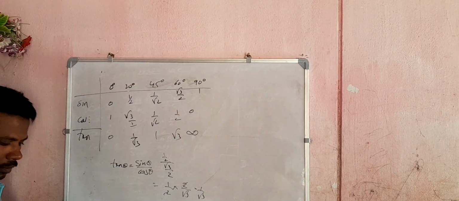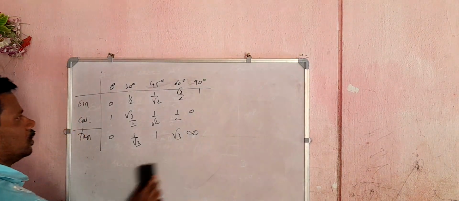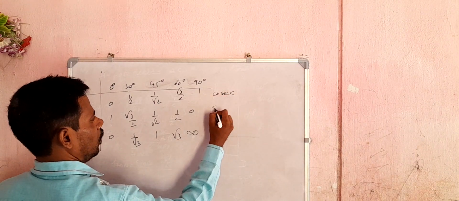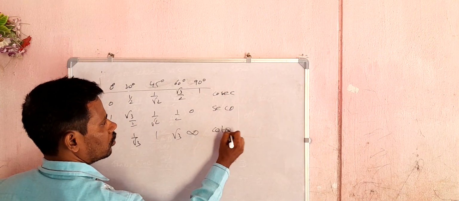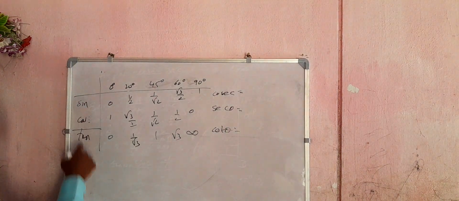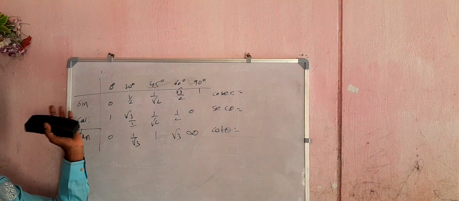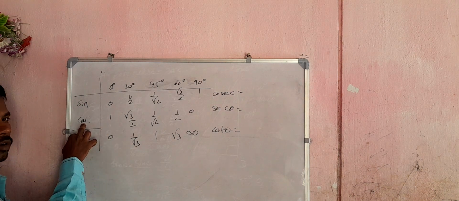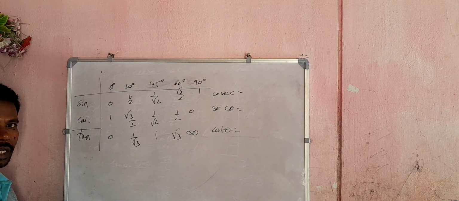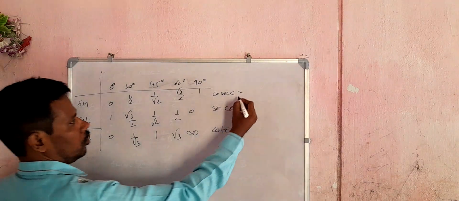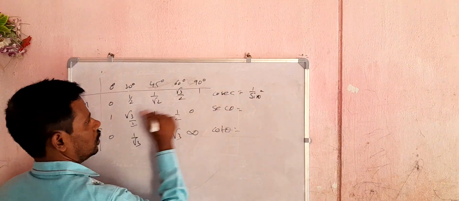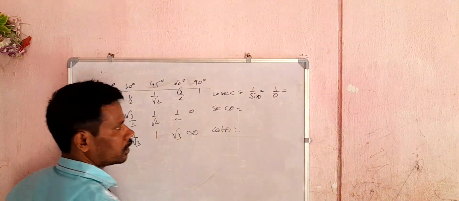Are you getting my point? Next, suppose you want cosecant or secant or cot. Sine is nothing but the reverse form of cosecant, no? So here, the reverse form of cos is secant theta. Next, the reverse form of tan is cot theta. So cosecant is equal to 1 by sin theta, 1 by cos theta, like that.